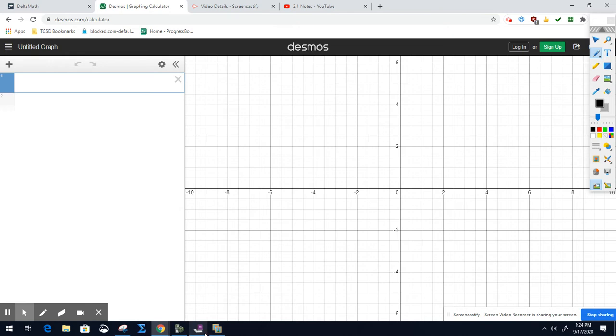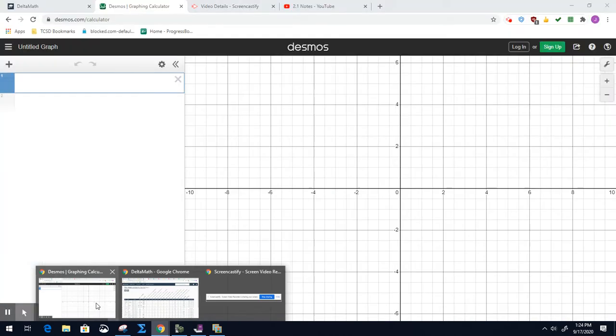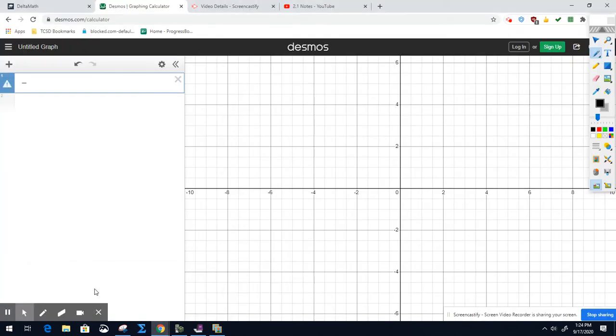I'm going to, again, what was the problem? The problem was, let's see, negative absolute value of x plus 3 plus 6. So negative absolute value of x plus 3. So put in a negative absolute value. Where do I find the absolute value?